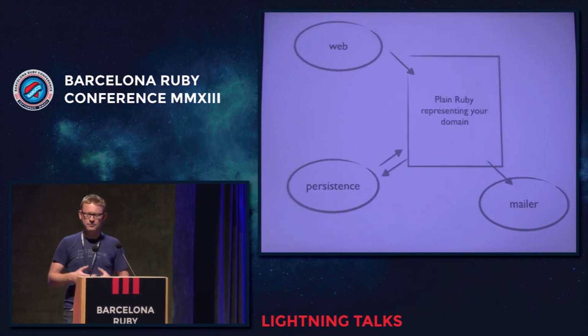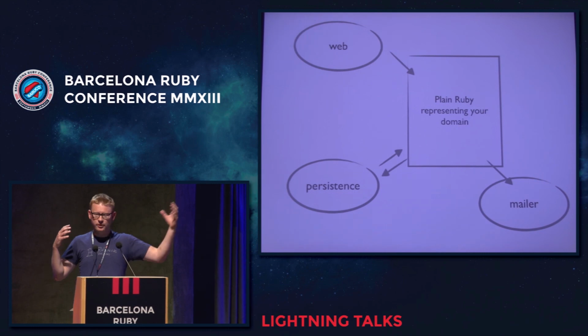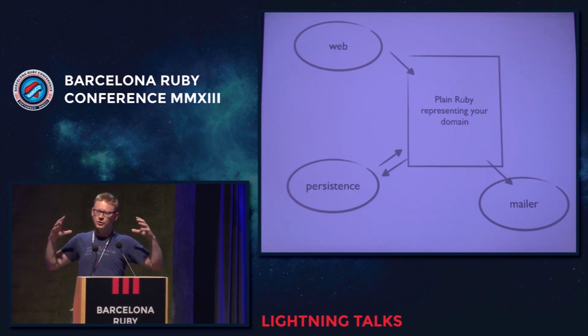What I'm suggesting, and what many other people on the internet are suggesting at the moment, is that we look at going back to plain Ruby. The idea is that you take web requests in, you deal with them in a plain Ruby domain, and then your persistence and your mailer are just two other things that you talk to. But your whole app is actually written in plain Ruby that's separate from these other integration points.